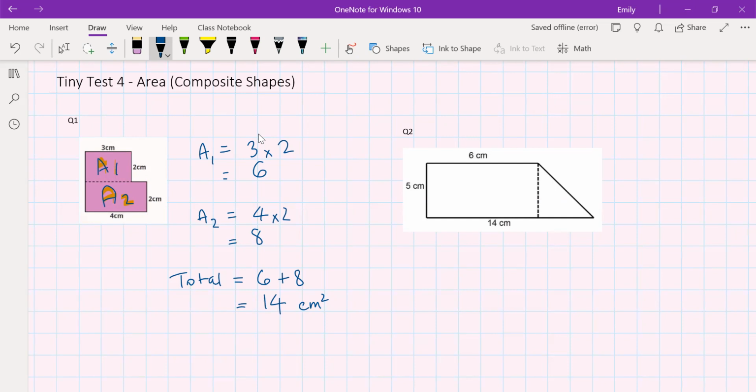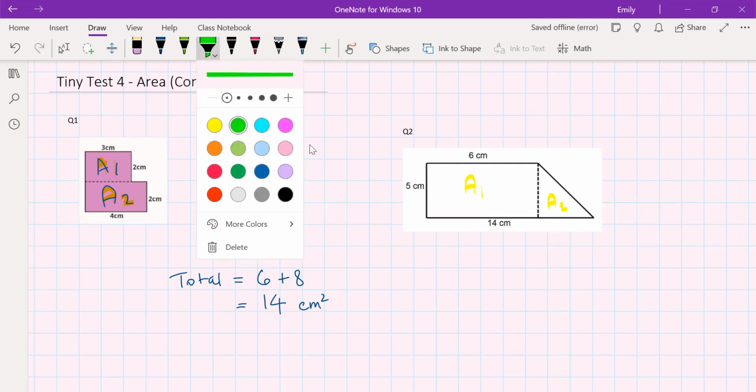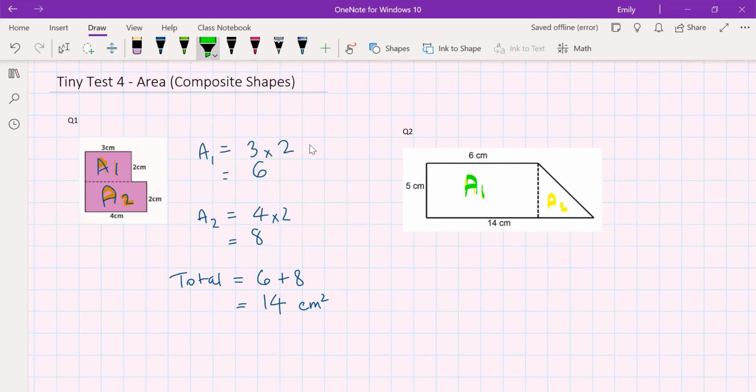Okay, let's do this next one. As it's a tiny test, you should have paused and tried it yourself first. We've got two shapes here. We seem to have a rectangle and a triangle, slightly darker. So a rectangle and a triangle, A1 and A2.